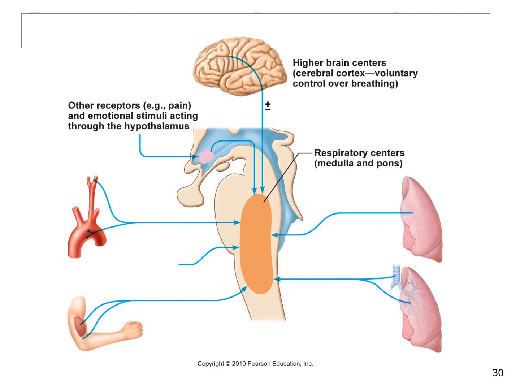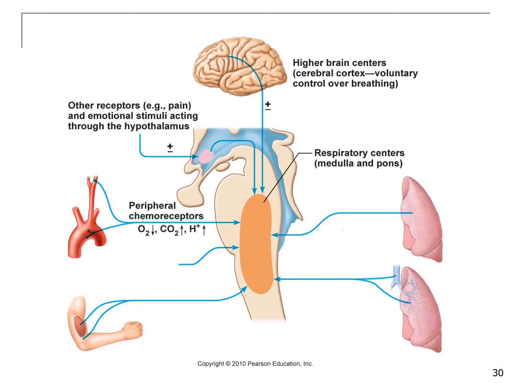Other receptors like pain and emotional stimuli. If you get really upset or angry, you start breathing faster. This acts through the hypothalamus, and pain can make you breathe faster as well. So other receptors and emotional stimuli can cause you to breathe faster or slower in an involuntary fashion.